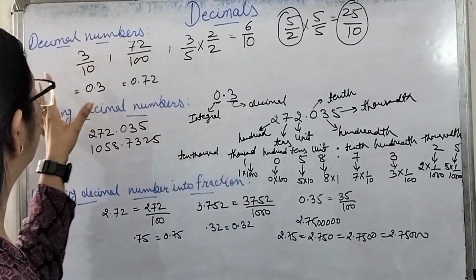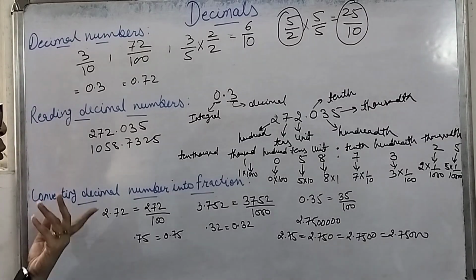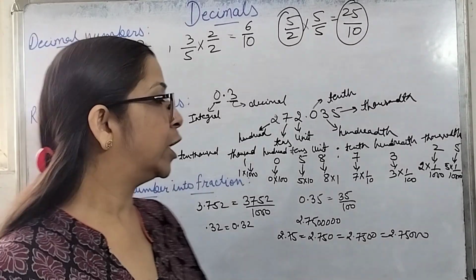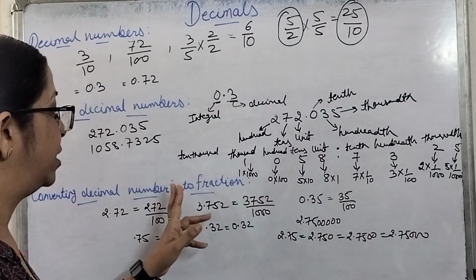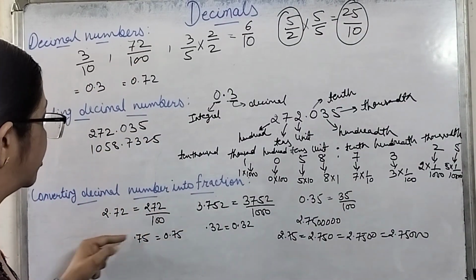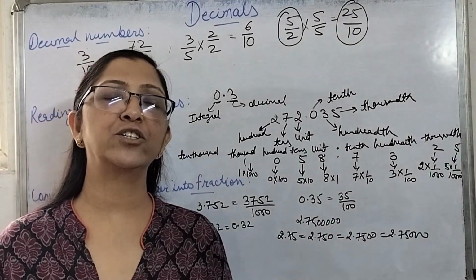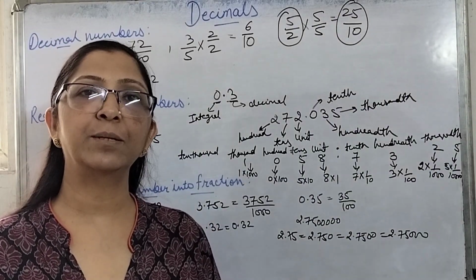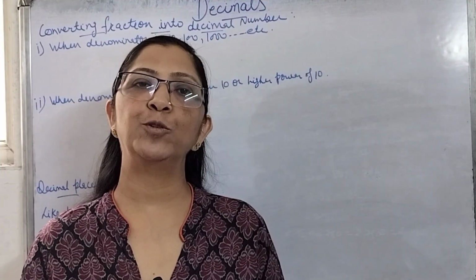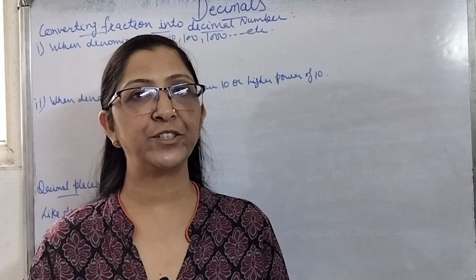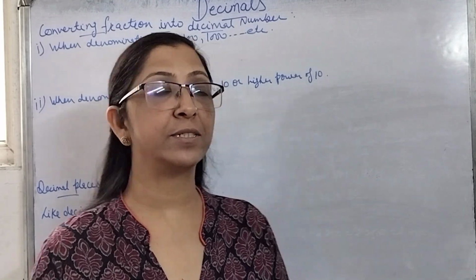So this is a brief introduction about what decimal numbers are, how we can read them, and how we can convert a decimal number into fractions. Now we will be seeing how we can convert fractions into decimal numbers, just the reverse of it. We have converted decimal numbers into fractions. Now let's understand how to convert fractions into decimals.